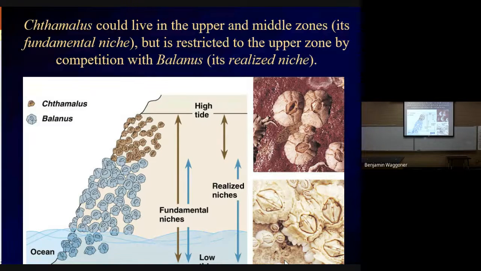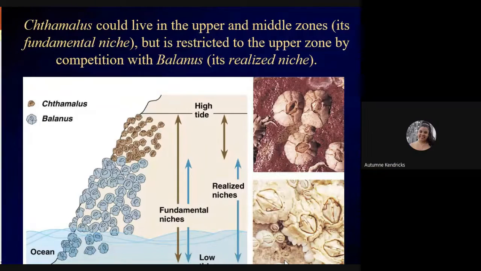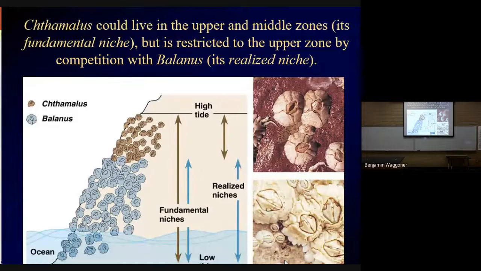So Cathamulus is capable of living in all those zones, and we call that its fundamental niche, the niche that it can occupy. Balanus, however, outcompetes it in the lower zone. So unless you have a marine biologist interfering, Cathamulus only lives in the upper zone because Balanus keeps it out of the lower zone where it could otherwise live. So Cathamulus has a very wide fundamental niche, but a much more narrow realized niche.